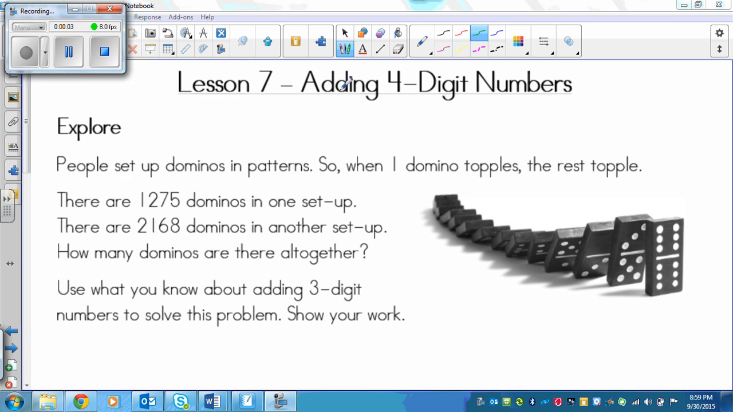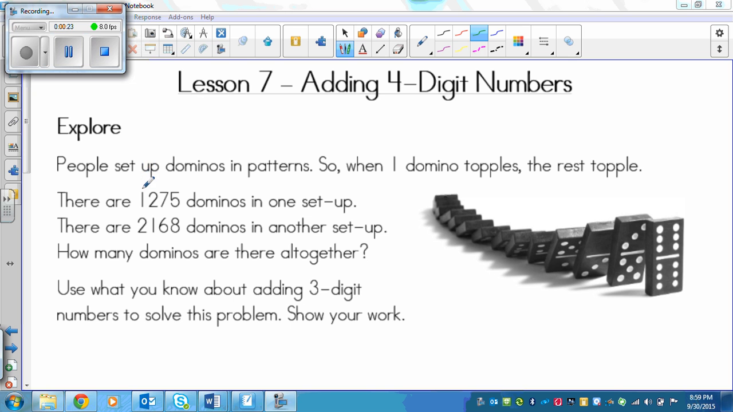Lesson 7. Adding 4-digit numbers. Explore. People set up dominoes in patterns. So, when one domino topples, the rest topple. Here is your explore question, which you will try. I will read the question to you and then give you 2 minutes to answer.